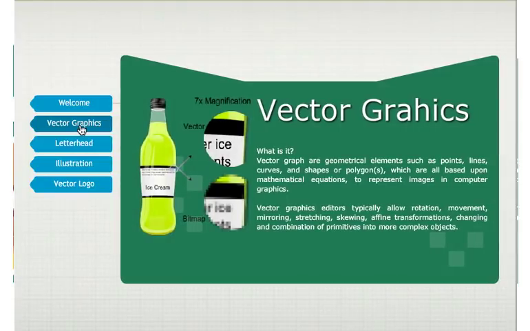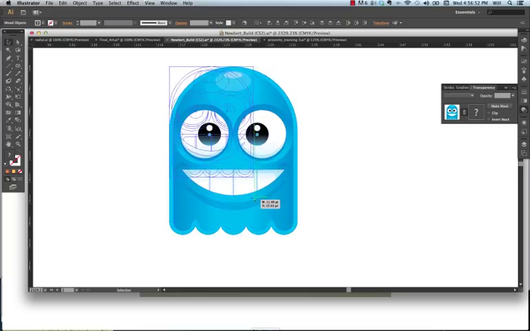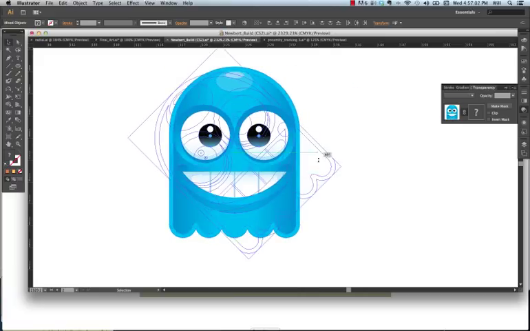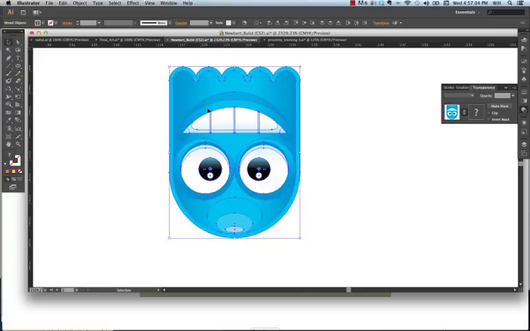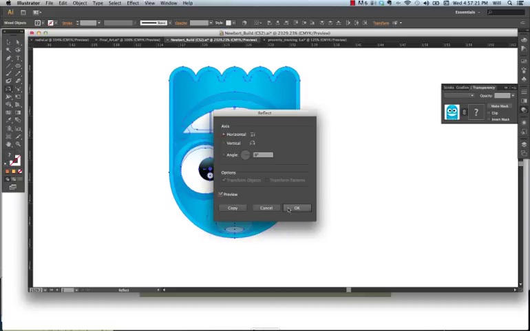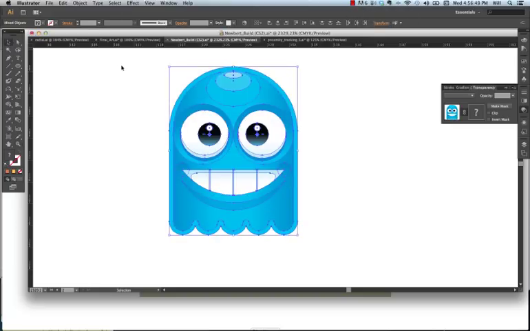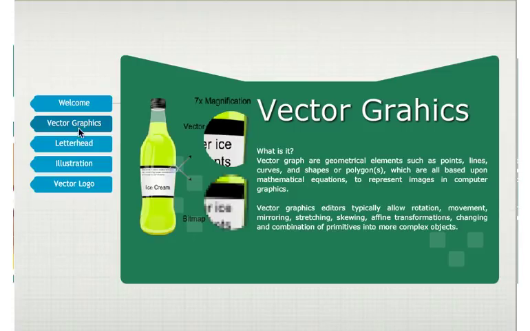Vector graphics are geometric elements such as points and lines, curves, and shapes, and polygons, which are all based upon mathematical equations to represent images in computer graphics. Vector graphic editors typically allow rotation, movement, mirroring, stretching, skewing, infinite transformations, changing and combination of primitives into more complex shapes. And this is important because you are going to be moving into drawing with curves, shapes, and adding them to make very complex shapes in the next project.